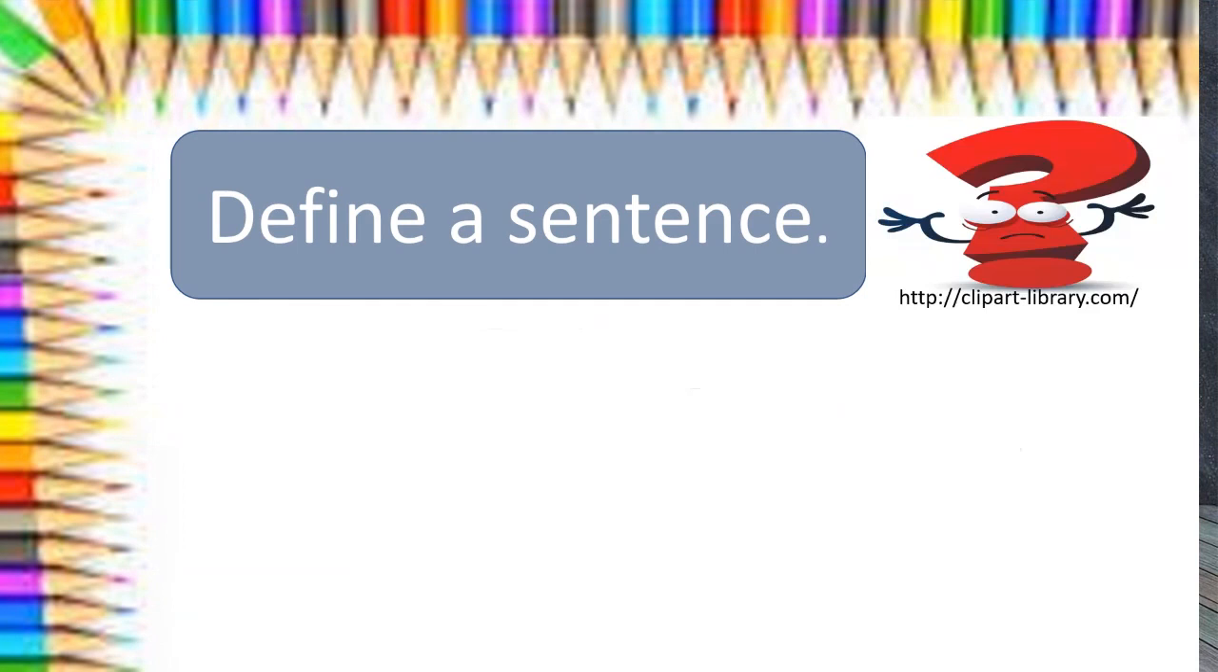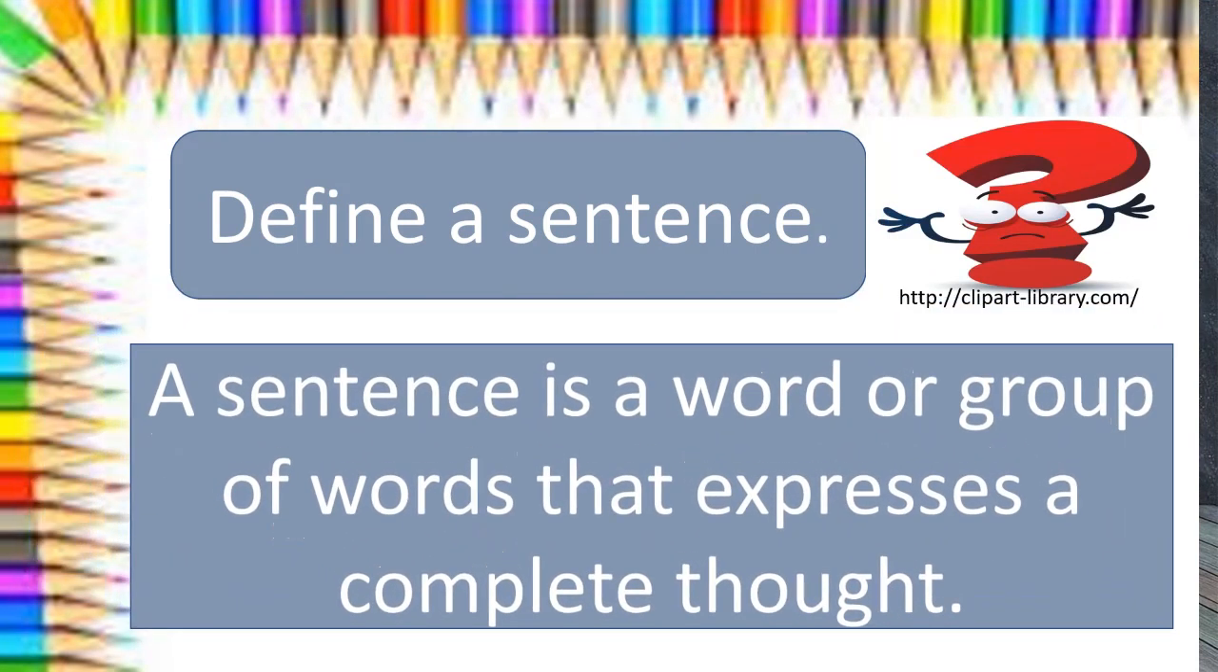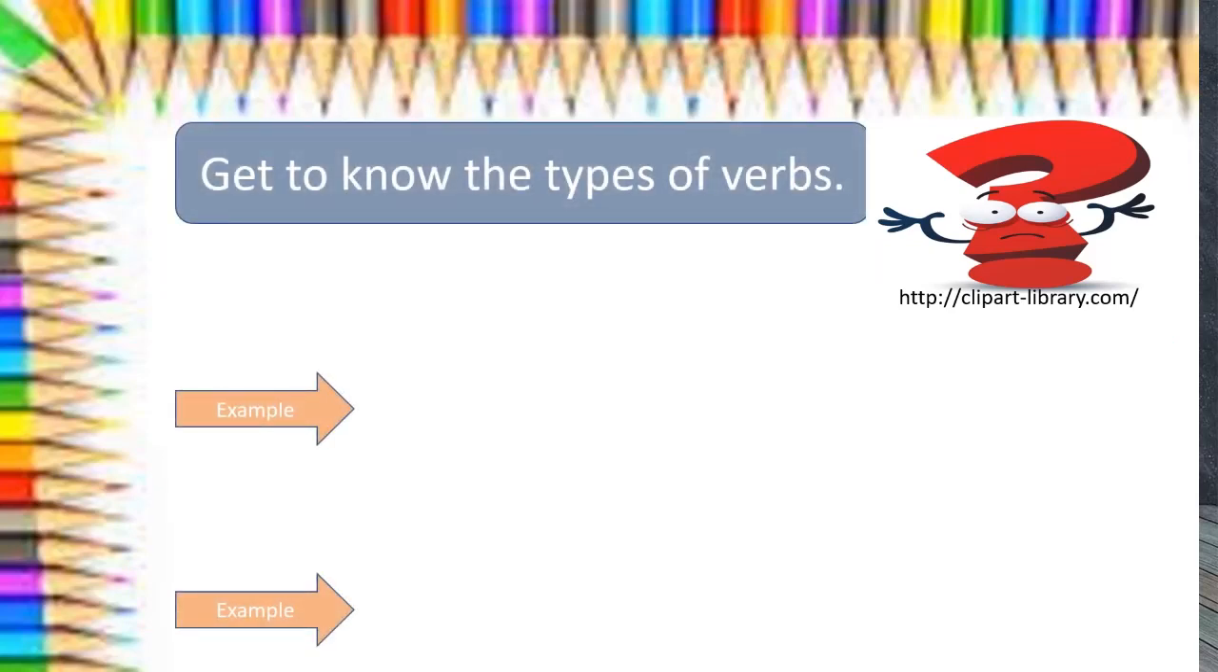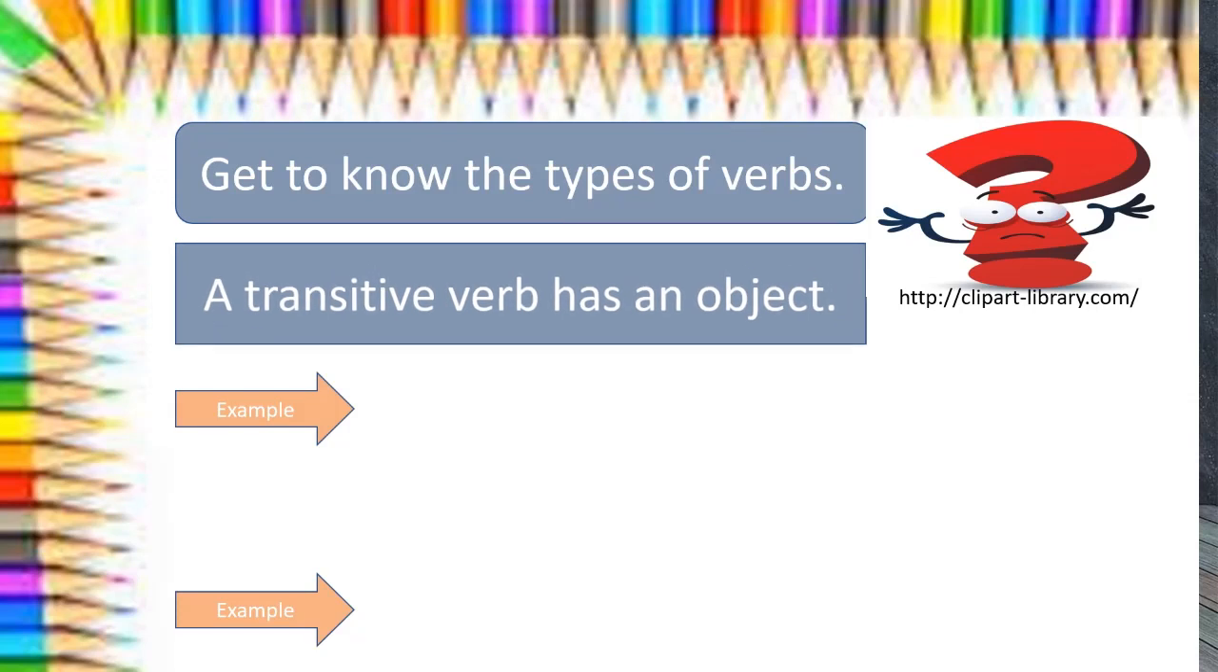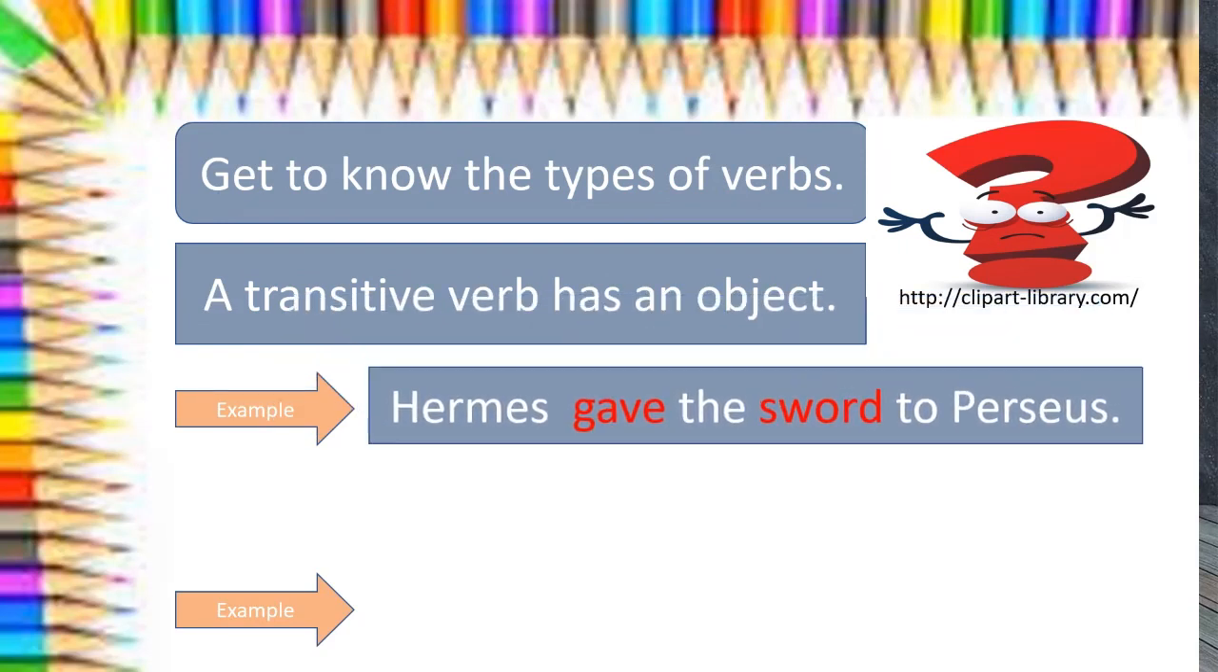Let us define a sentence. A sentence is a word or group of words that expresses a complete thought. Let us review the types of verbs commonly used in the 5 sentence patterns. Transitive verb. A transitive verb has an object. For example, Hermes gave the sword to Perseus. So what is the object in the sentence? The object is the word sword, placed after the verb gave.